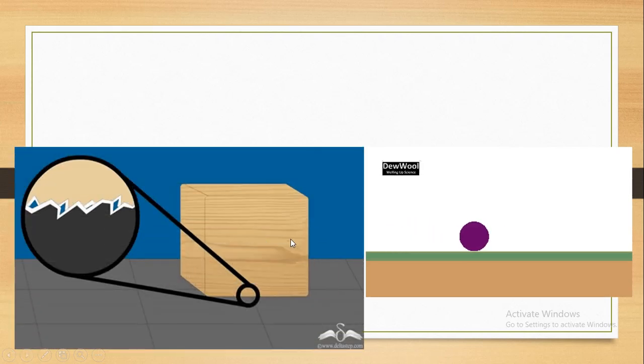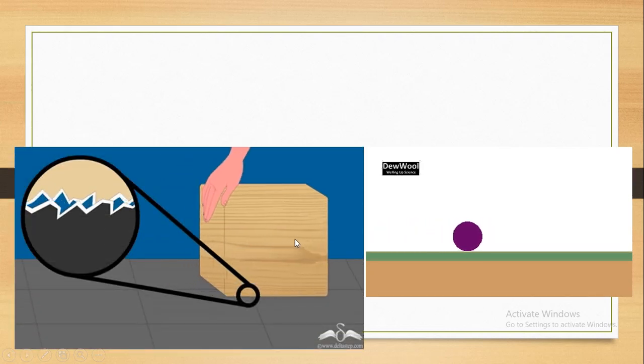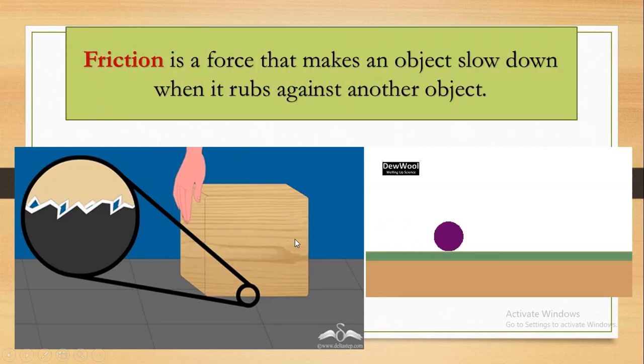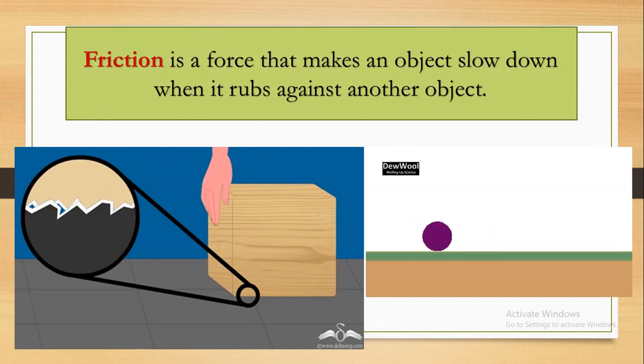Look at this ball here. When you kick the ball, it will move for a short amount of time and eventually it will stop, right? Do you know why that is? That's because of friction. What is friction? Friction is a force that makes an object slow down when it rubs against another object.